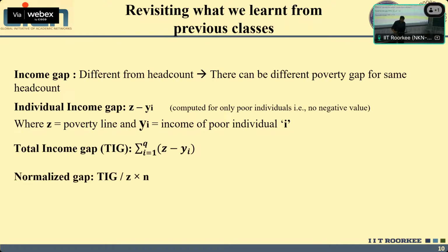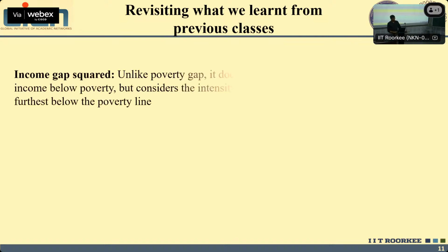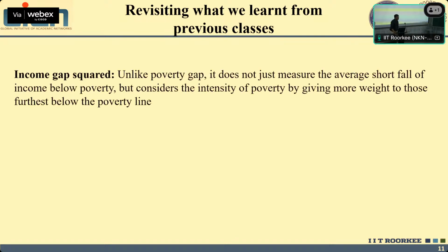It is also suggested that it's not just the gap you are supposed to calculate, you also need to normalize the gap by taking the total income gap divided by J times N. And the average can also be calculated with respect to its number of Qs. Okay, so whatever we said, it is still not completing the review of the earlier lectures.